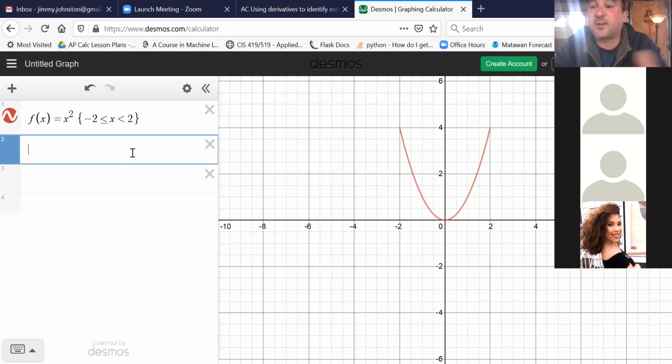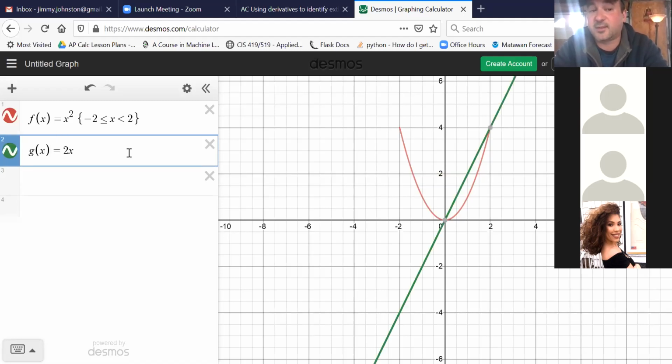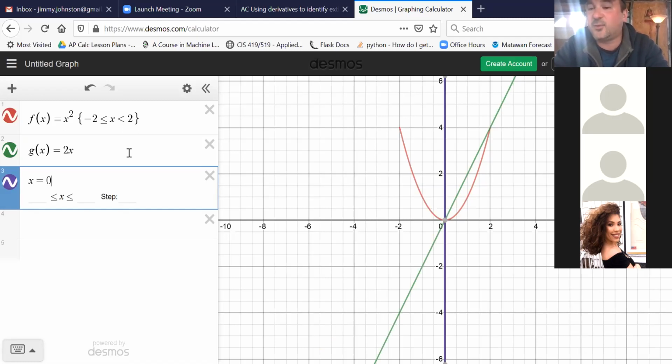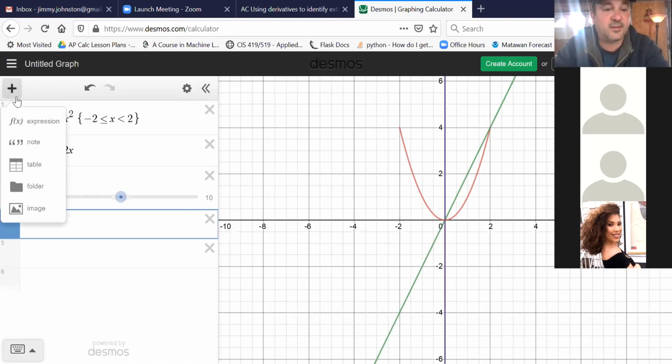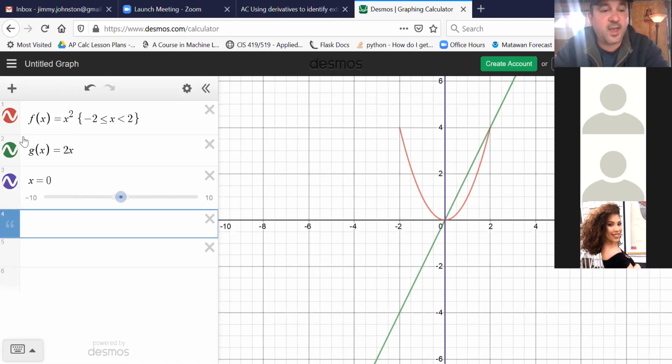But it's got to be at a critical value. And the critical values occur from the derivative of this function. So the derivative of this function is 2x. And so we ask ourselves, when does 2x equal 0? The only time that happens is when x is equal to 0. So x equals 0 is a critical value of f. Add that as a note.